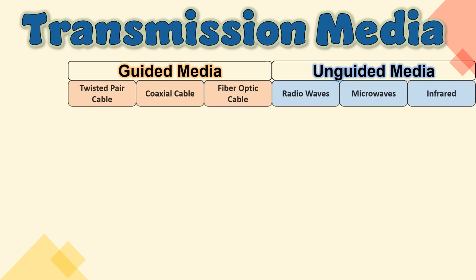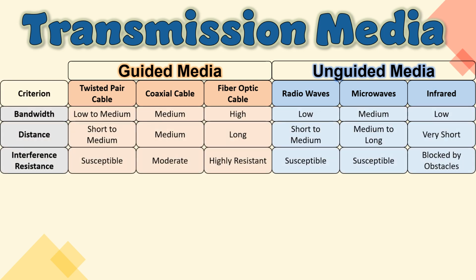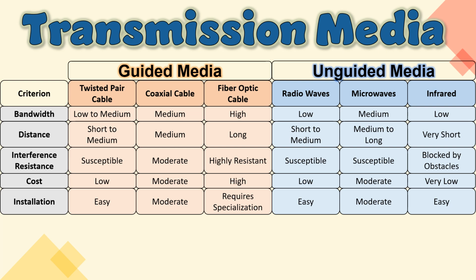Now, let's compare all of these transmission media. Here's a quick look at how they stack up in terms of bandwidth, distance, interference resistance, cost, and installation. As you can see, fiber optic cables offer the highest bandwidth and longest distance with minimal interference. However, they come with a higher cost. On the other hand, twisted pair cables are affordable and widely available but have lower bandwidth and more interference issues.